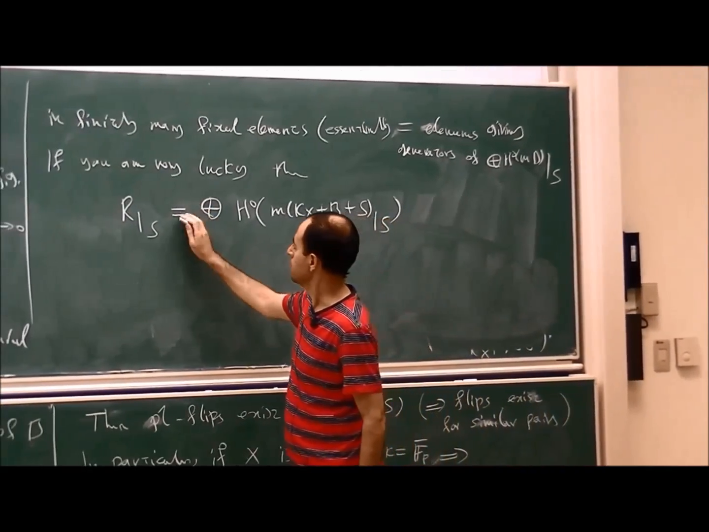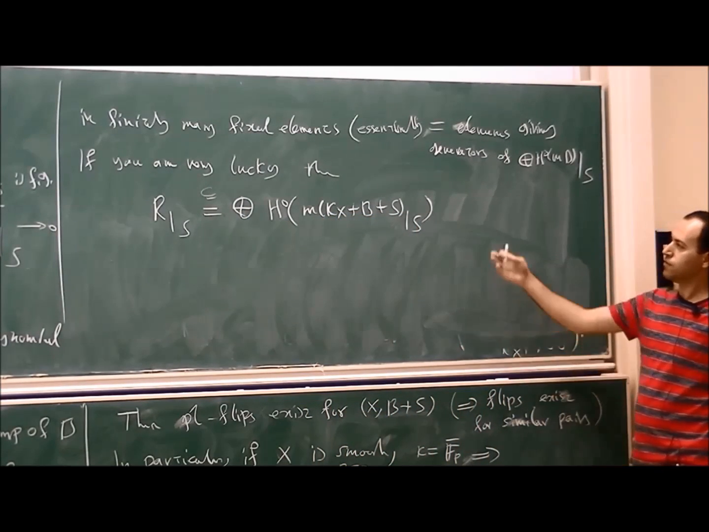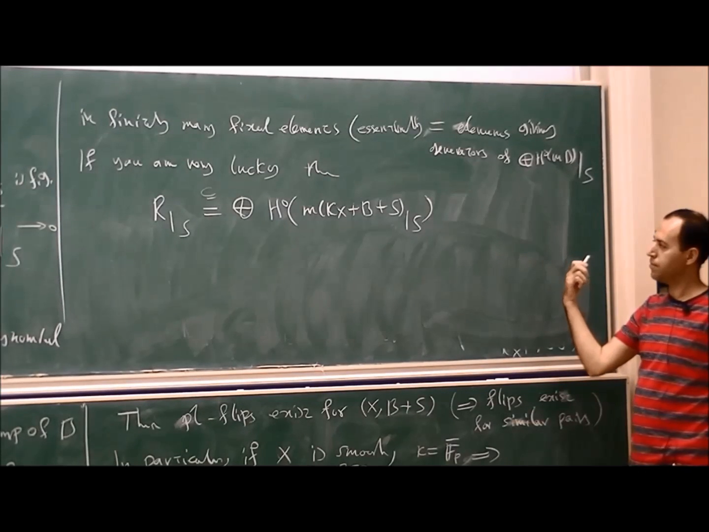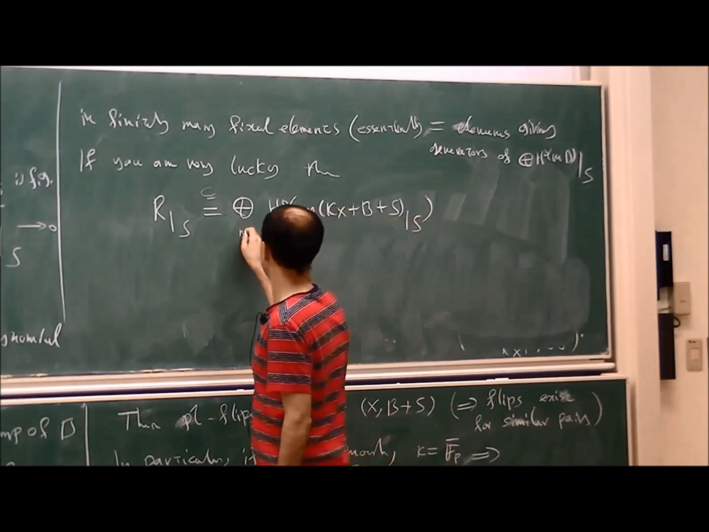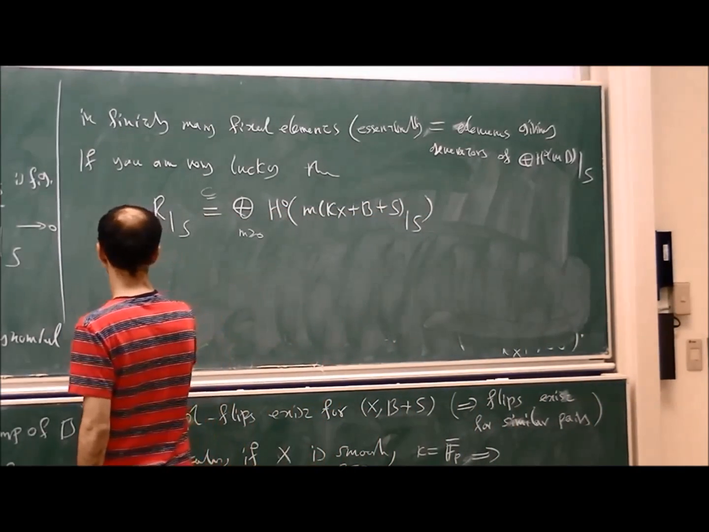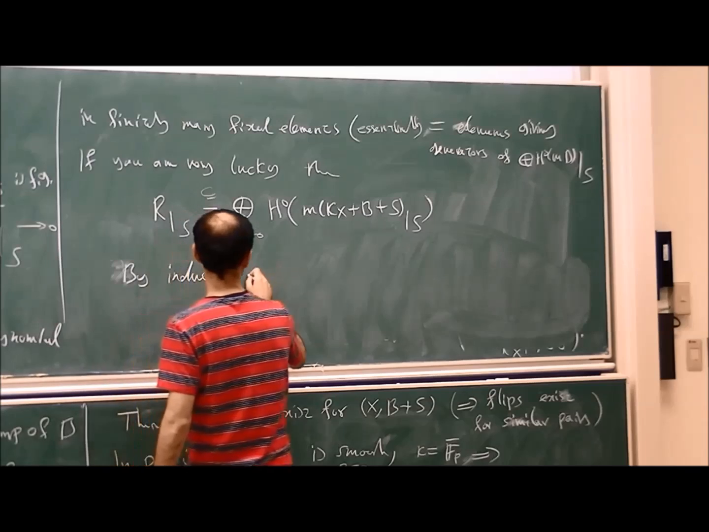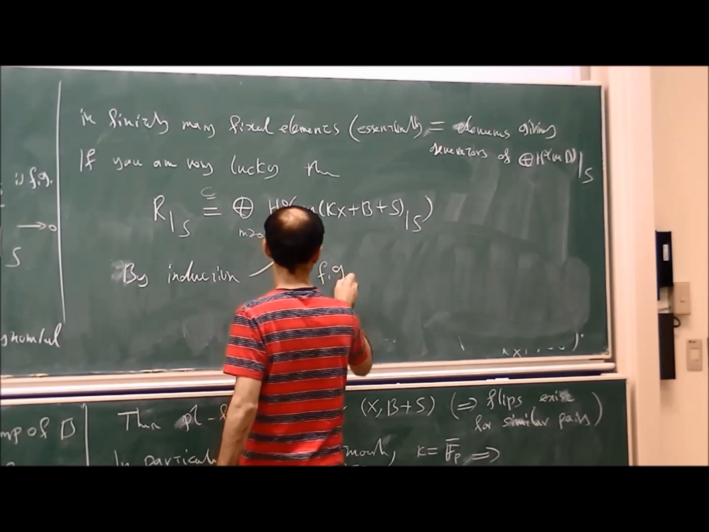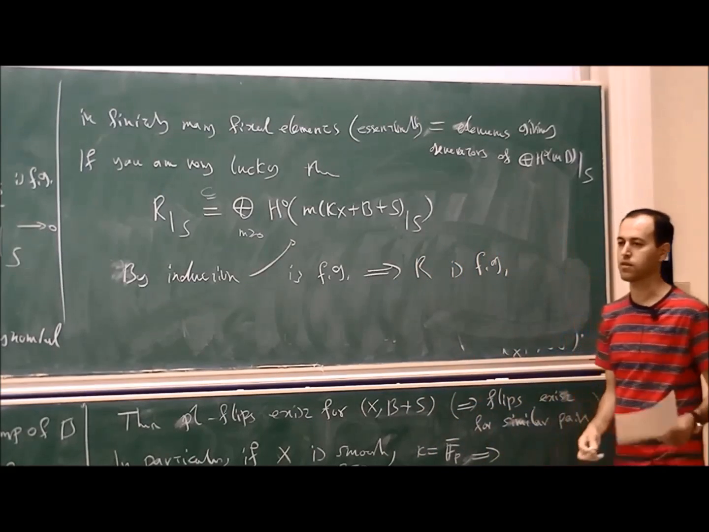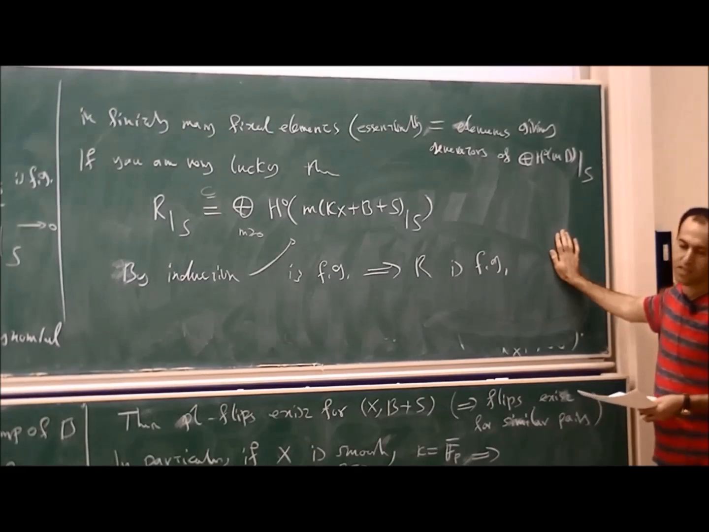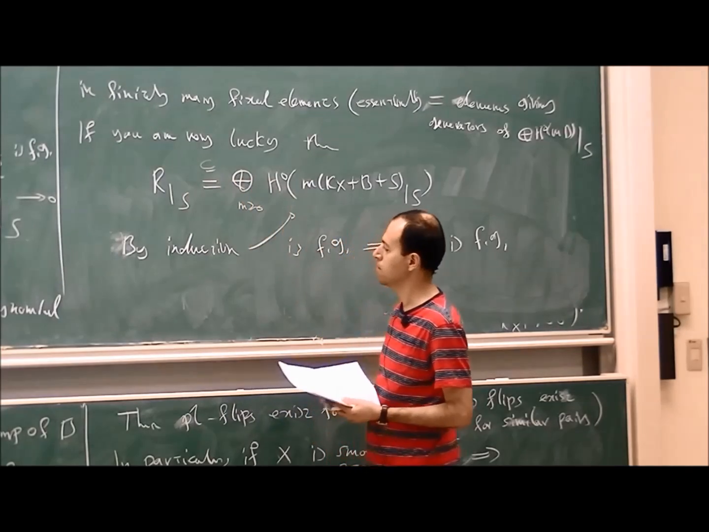Because you always have a natural inclusion here. So as I said, if you are very lucky, you might have this equality. If you have this equality, then by induction, this guy is finitely generated, and therefore this one is finitely generated. But in most cases, this does not happen. This is not equal to that. This will be just a strict subset.